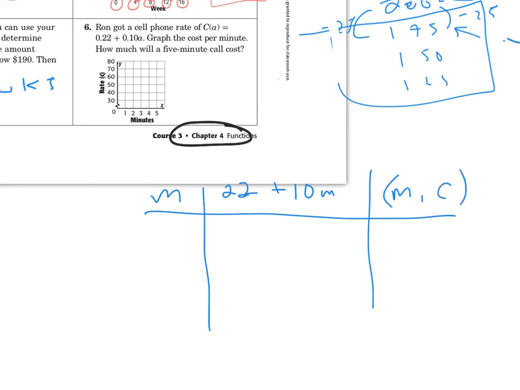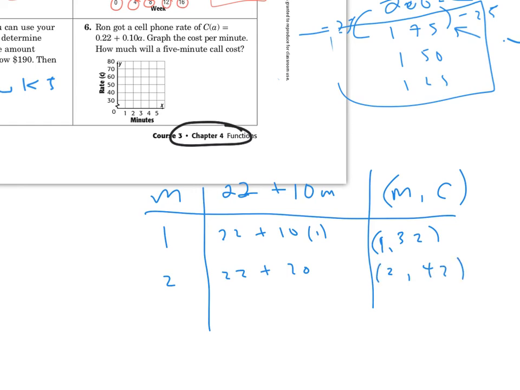So at 1 minute, we're going to pay 22 cents plus 10 cents times 1. So it's 22 cents plus 10 cents a minute. It's going to be 32 cents for the first minute. For the second minute, it's going to be 22 cents plus 20 cents, right? It's 2 minutes times 10. So on the second minute, it'll be 42 cents.